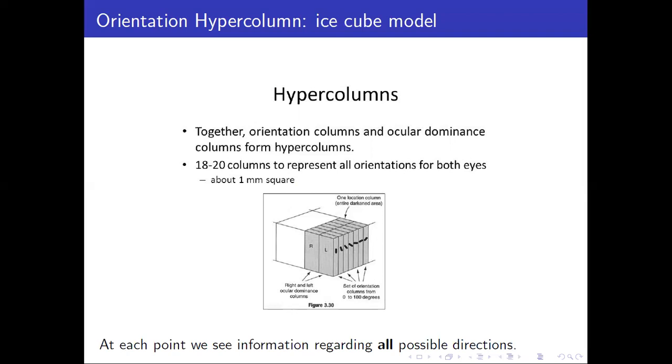That is important. There are about 18 to 20 columns for all the orientations, and they are about 1 millimeter square. Meaning that you look at 1 millimeter to detect a direction, because you can't look at a point. A point has no direction. You need to look at a neighborhood, 1 millimeter. So we are very accurate. We are able to detect curves in the range of 1 millimeter.